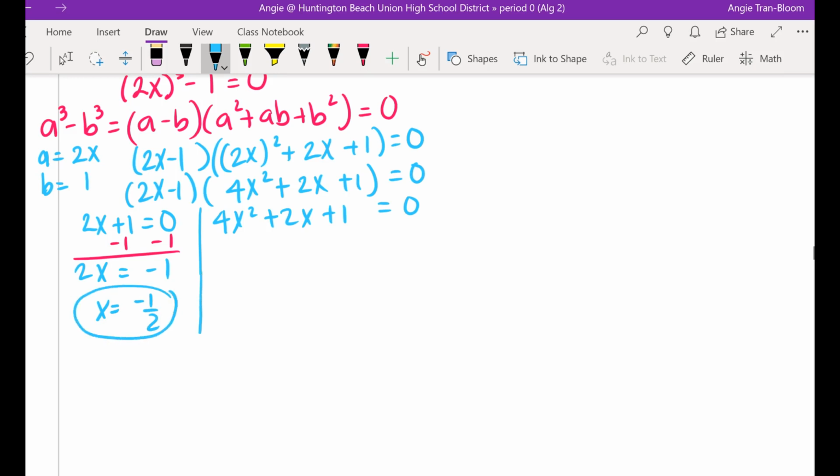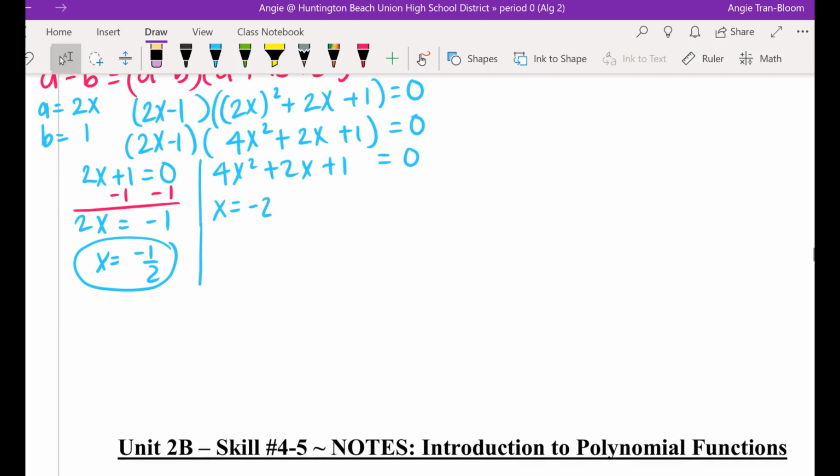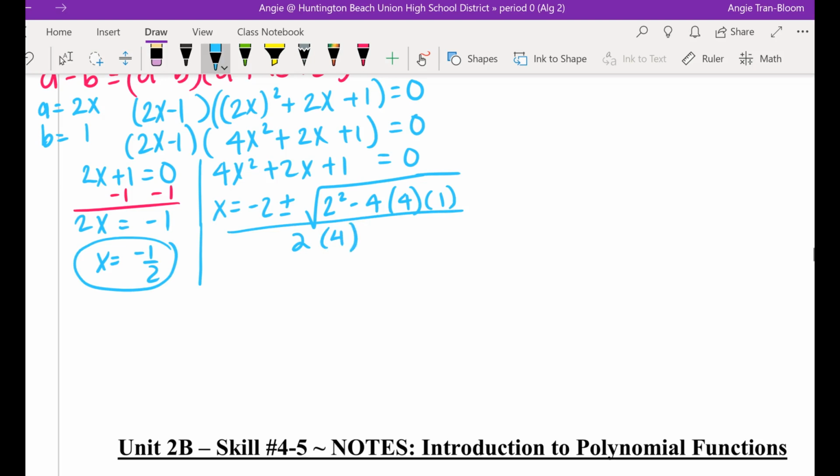The second one is not going to be factorable, so we are going to use the quadratic formula. x equals negative b, whose b value is 2, so negative is now negative 2, plus or minus the square root of b squared, that's 2 squared, minus 4 times a, which is 4, times c, which is 1, all over 2 times 4. So this continues to be negative 2 plus or minus the square root of 4 minus 16, all over 8.